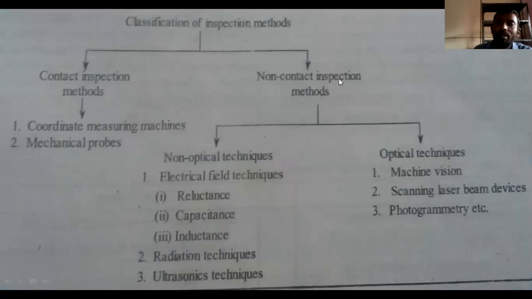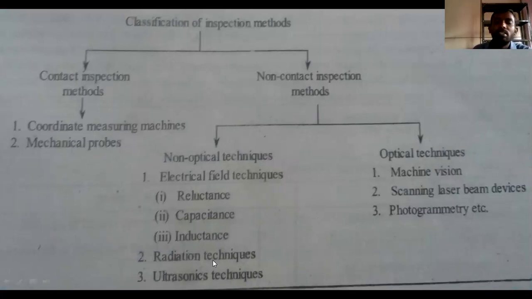The second one is non-contact inspection method. Again we have two classifications. One is optical techniques, second is non-optical techniques. Non-optical techniques again have three classifications: electrical field techniques, radiation techniques, and ultrasonic techniques. By using these three techniques we know the quality of the object. The first one is electrical field, using which we know the quality of the object.